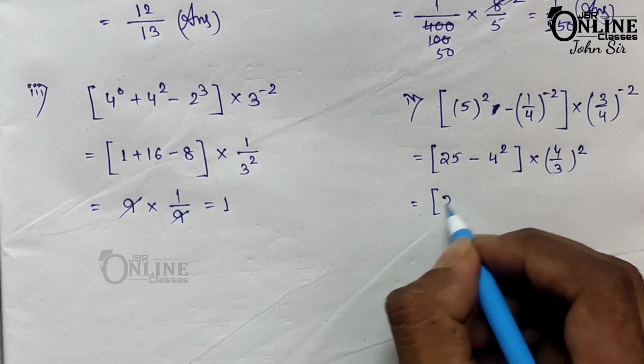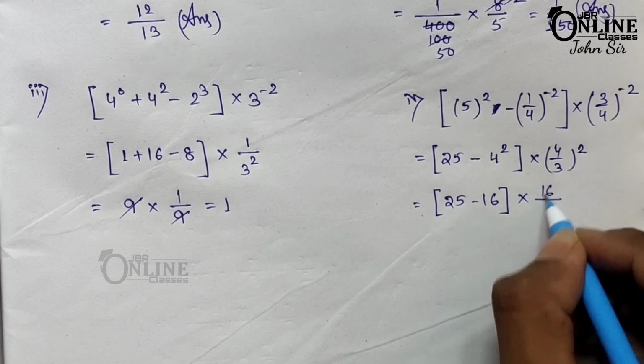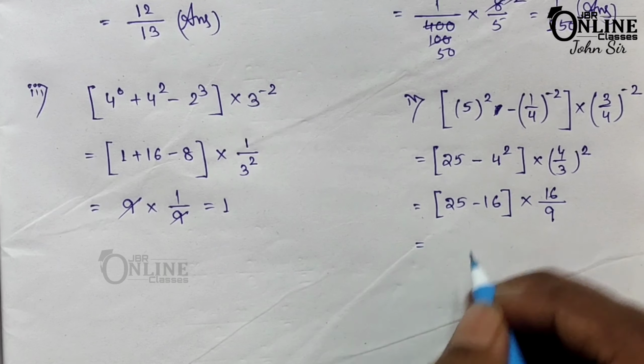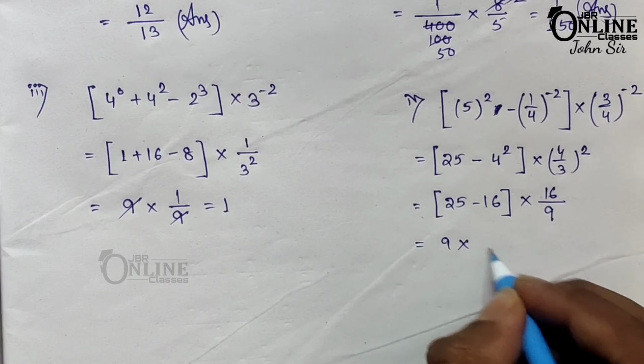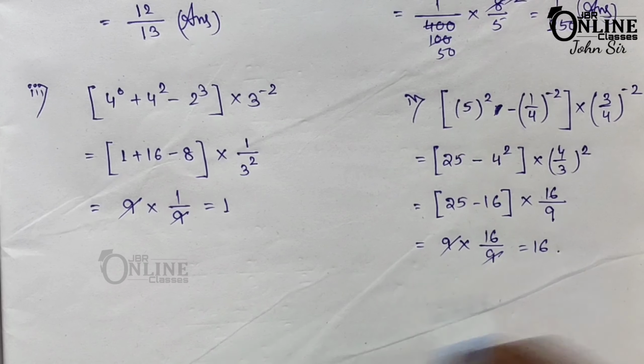So 25 minus 16, here 4 square means 16, 3 square means 9. Now 25 minus 16, it becomes 9. So 9 into 16 by 9, so it becomes 16.